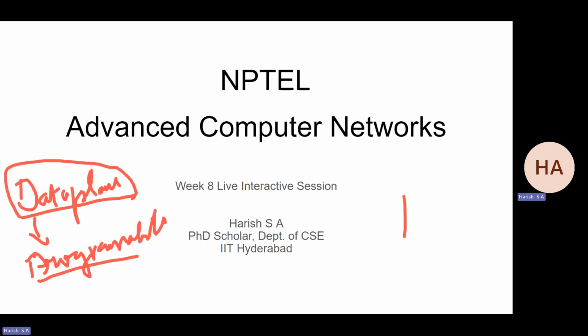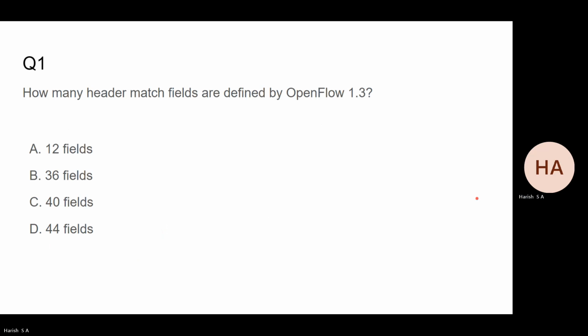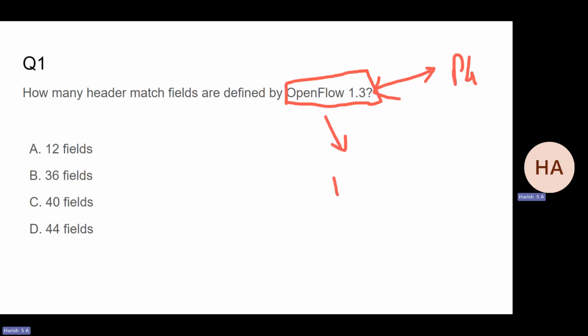And also you would have learned something called P4 in this lecture, right? So what is this? We'll look at that. And this time we're only going to look at 3 questions. The first one is: how many header match fields are defined by OpenFlow 1.3? So what is this OpenFlow? What is its relationship with P4? And what is its relationship with programmable data planes, PDPs? PDP means programmable data planes, right? Let's take a look in the future. Basically, how many header match fields are defined by OpenFlow 1.3? Is it 12 fields, or 36 fields, 40 fields, or 44 fields?